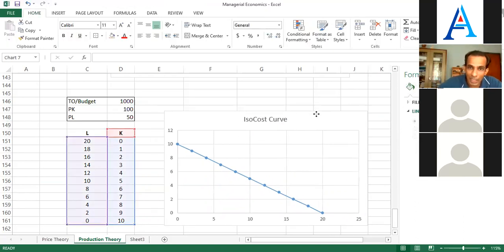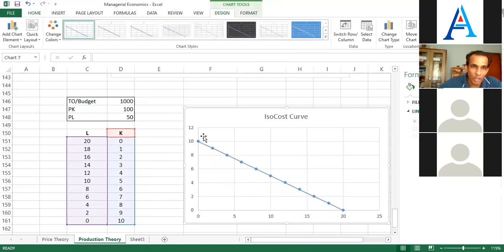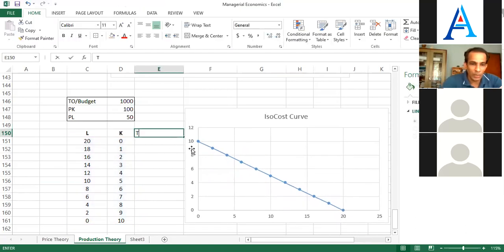At any point of this curve, what is the total outlay? If you calculate the total outlay for any of these input combinations, what will be the total outlay? Here, 20 units of labor and 0 units of capital: 20 units of labor means 1000. And 18 units of labor means 900, plus 100 for the capital. If you calculate the total outlay for any of these factor combinations, what will be the answer? The answer is 1000.